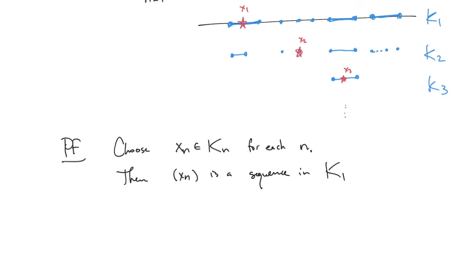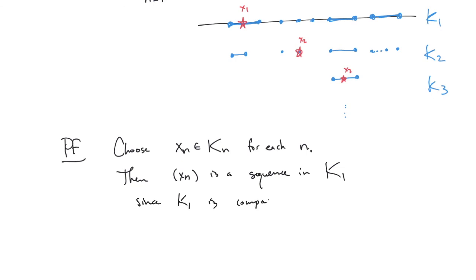Each one might not be in the sets below, but it must be in all the sets above because of the way the nesting works. All right. So that means that the sequence xn, all of those points are elements of K1. That's what I just said. And because K1 is compact, what does that mean? It means there is a subsequence which converges, and the limit of that subsequence is in K1. All right? So this is in K1.